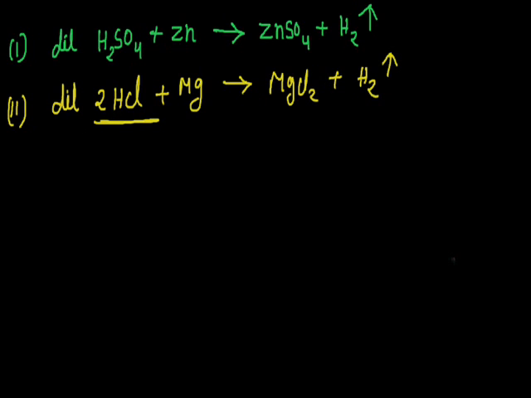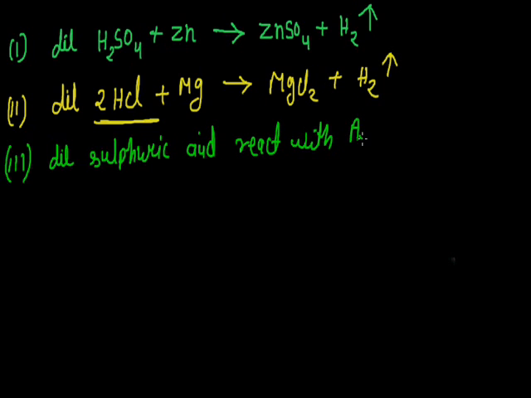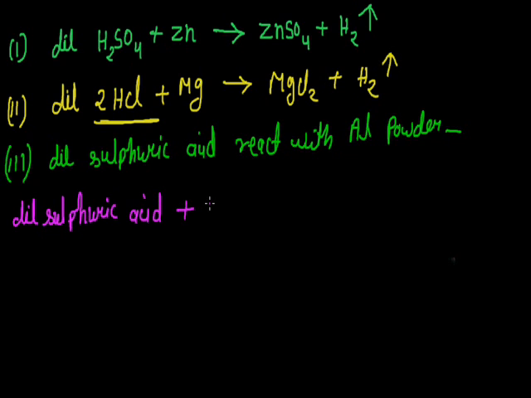Now in the third problem, dilute sulfuric acid reacts with aluminum powder. The solution of this question is dilute sulfuric acid, again using a plus sign in place of "react with", and the second reactant is aluminum. After the reaction, it gives aluminum sulfate.